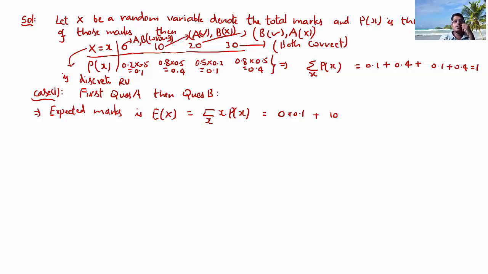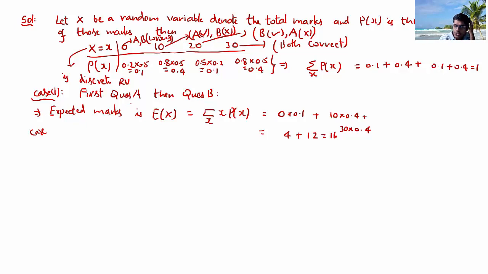So 0 and 10 marks we should consider into its probability 0.4, and maybe both are correct in this. That is 30 into 0. So this simplifies to 4 plus 12, 16. Now case 1.